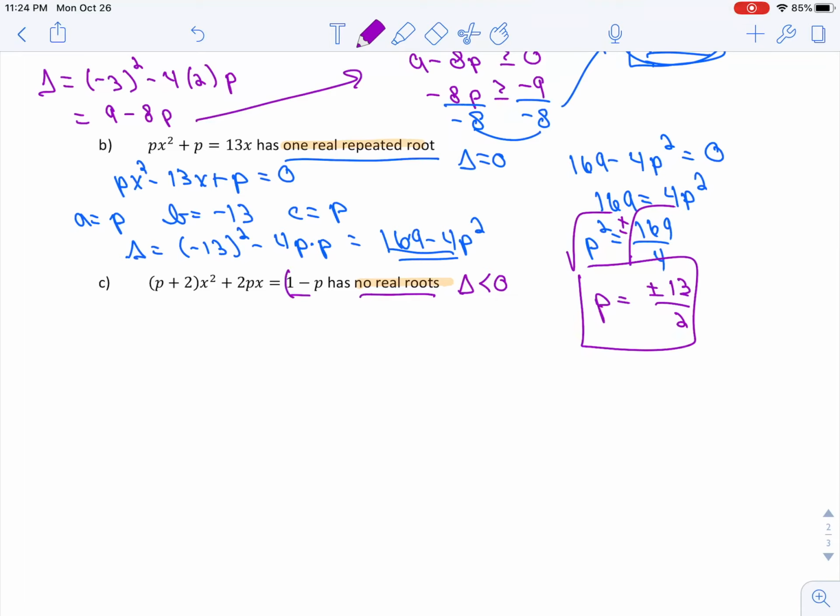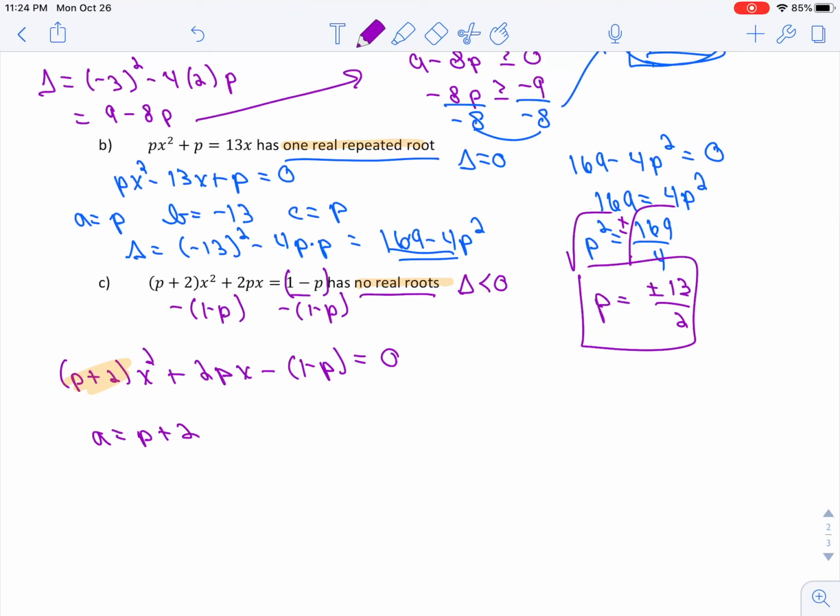We need to have 0 on this side. So I'm going to treat this as a whole quantity, and subtract that quantity from both sides. And so I end up with the quantity p plus 2 times x squared plus 2px minus the quantity 1 minus p is equal to 0. So our value of a, the coefficient of the x squared term, is p plus 2. Our value of b, the coefficient of the x term, is 2p. And our value of c, the constant term, is negative 1 minus p.